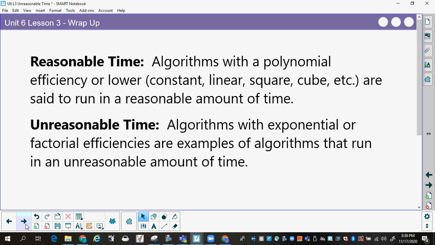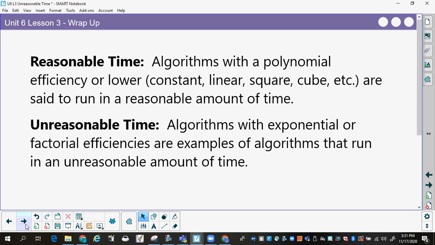So to wrap up, there are some problems that we simply say are unsolvable, at least using an algorithm. Reasonable time is any algorithm with a polynomial efficiency or lower, like constant, linear, square, cube. These are all said to run in a reasonable amount of time. We can develop an algorithm and write code that would solve the problem in what would be considered a reasonable amount of time.